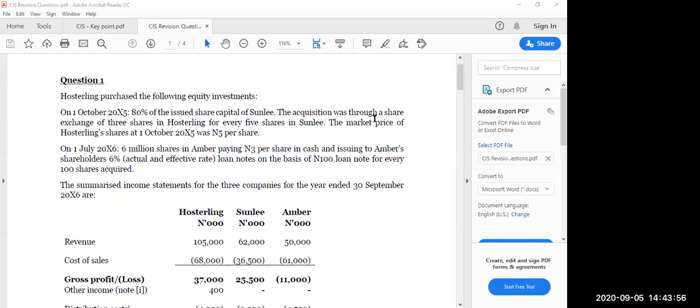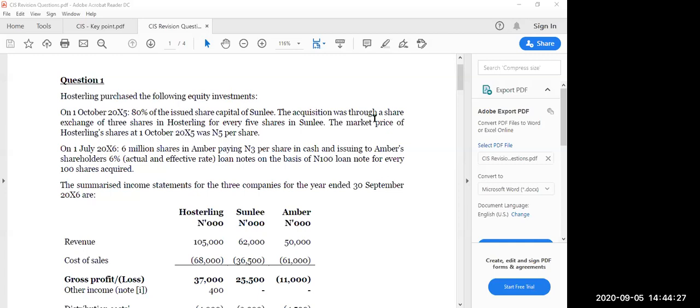So the next paragraph now, that's the second investment. The first investment was 80% shares in Sunli. The second investment was on 1st July 20X6, 6 million shares in Amber, paying 3 naira per share in cash, and issuing to Amber's shareholders 6% actual and effective rate loan notes on the basis of 100 naira loan note for every 100 shares acquired.